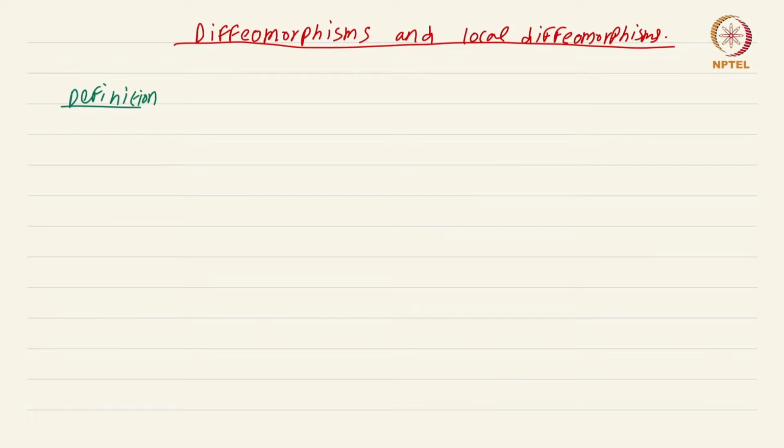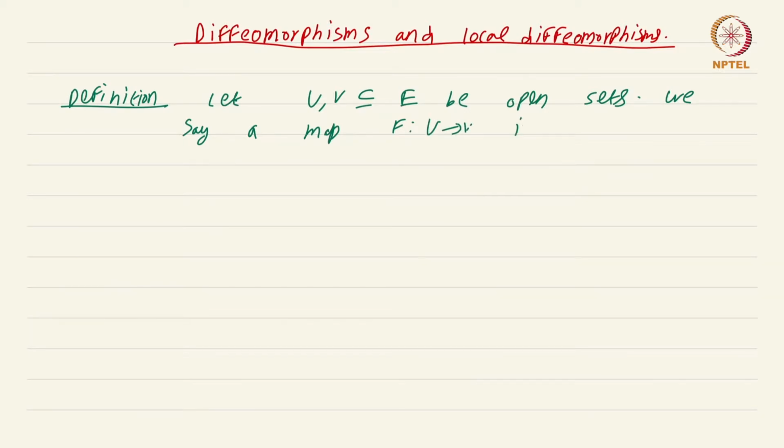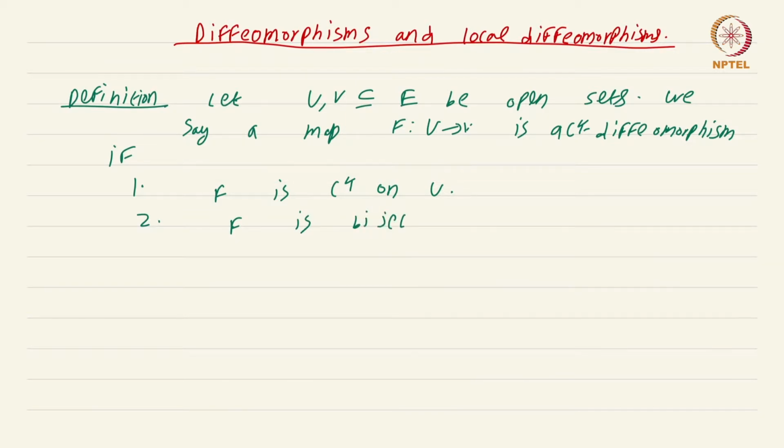Definition: let U, V be subsets of E, open sets. We say a map F from U to V is a diffeomorphism, or rather C^k diffeomorphism, if first of all F is C^k on U, second F is bijective, and third F inverse is C^k on V.